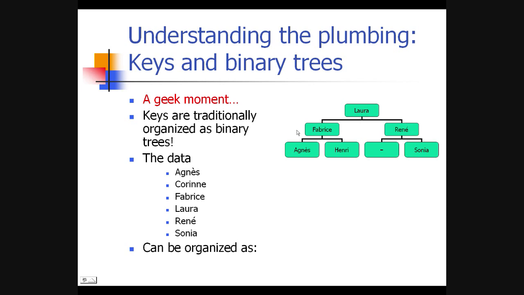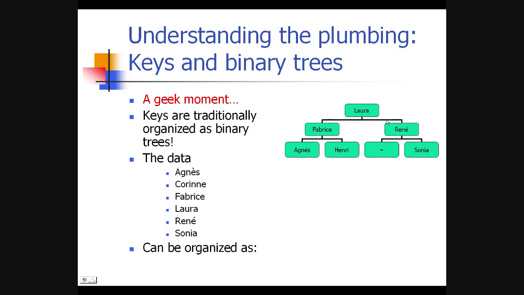Okay? So if we add Fabrice after Laura, obviously it goes on the left side. There's nothing already in the tree in that position, so we can store Fabrice here. Let's say that after that we have Agnès. Agnès is before Laura in alphabetical order, so it goes on the left side. Before Fabrice in alphabetical order, so it goes on the left side. There's nothing there, so we can put it at that position. Then we have Henry. Henry is before Laura, left. After Fabrice, right. Nothing in that position. We put it there. Then we have René.